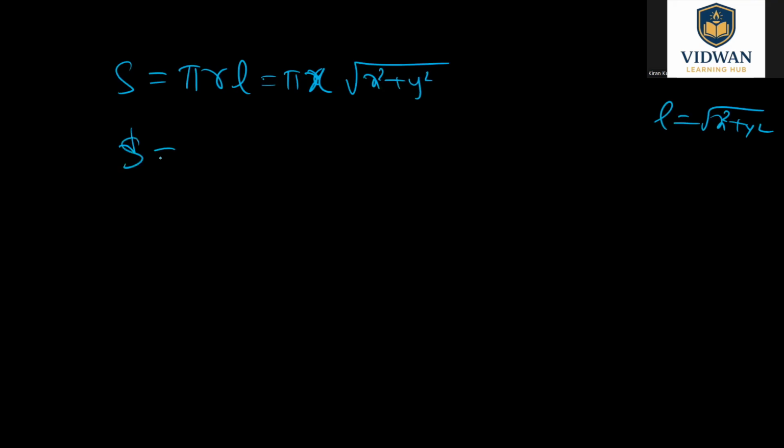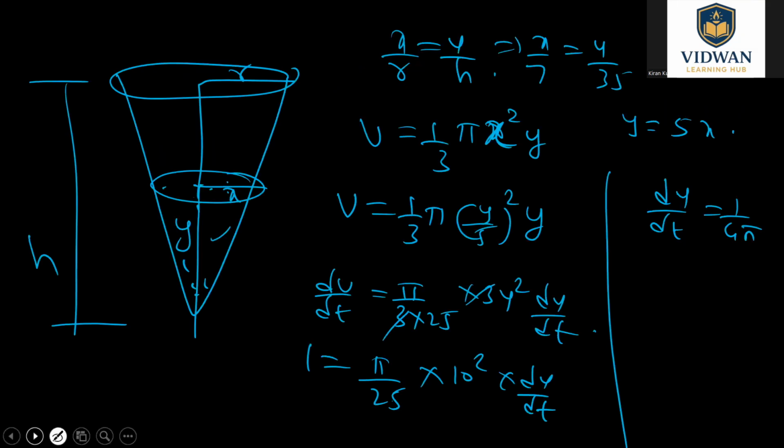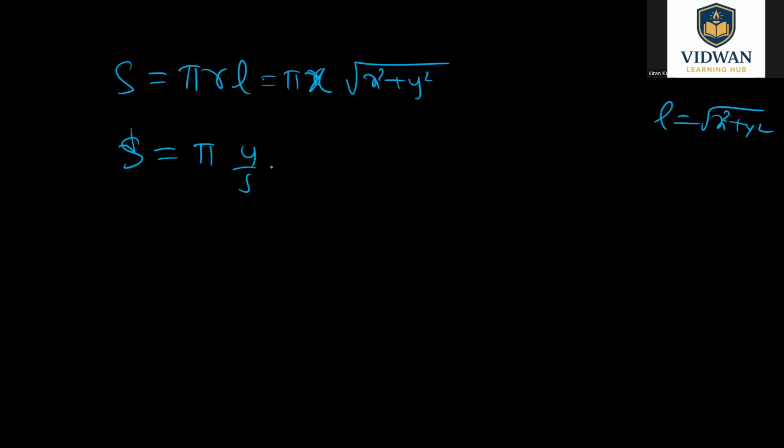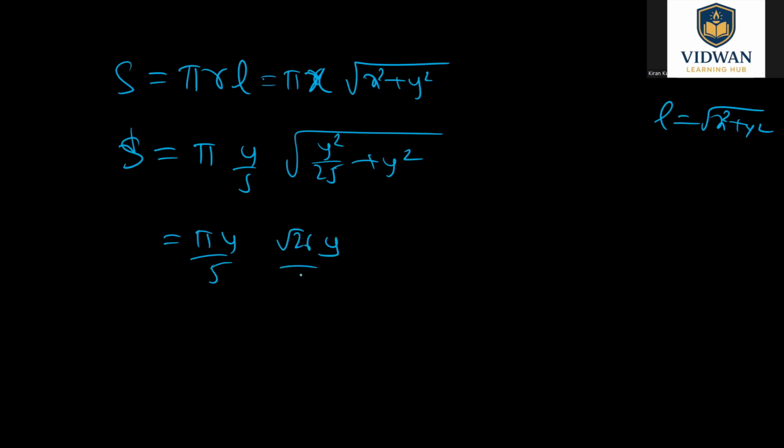So from here you can say s equal to pi into, we can again write x equal to y by 5, which we already got, into root of y square by 25 plus y square. So I change everything in y. So pi y by 5 into, you will get 26y square. So root 26 into y by root 25 is 5. So this is pi by 25 into y square into root 26. This is s. So what will be ds by dt?